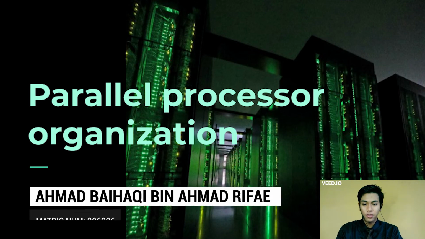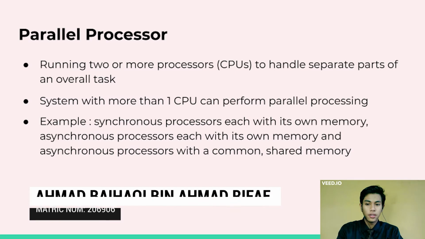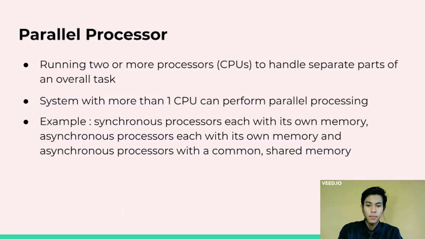Okay, I'm going to continue this discussion with parallel processor organization. For the introduction, parallel processing is a method in computing of running two or more processors, also known as CPUs, to handle separate parts of an overall task. Breaking up different parts among multiple processors will help reduce the amount of time to run a program. Any system that has more than one CPU can perform parallel processing, as well as the multi-core processors, which are commonly found on computers today.